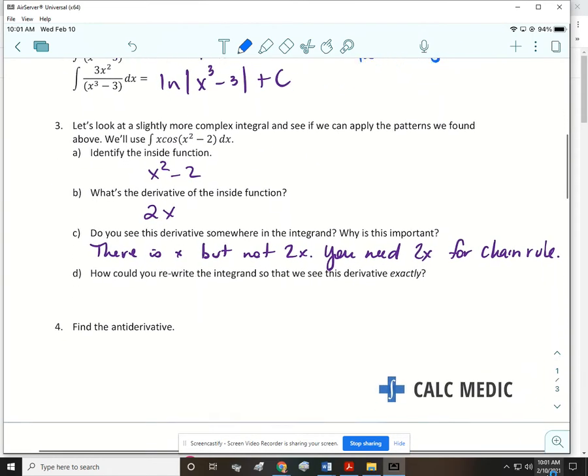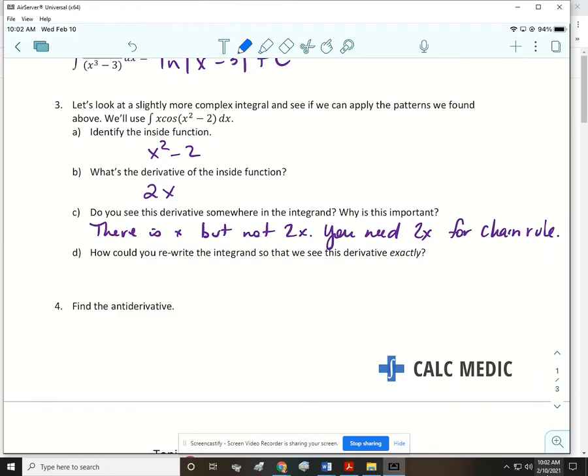All right, now this next one is a little bit more complicated. So I did most of this. The inside function is going to be x squared minus 2. The derivative of that is 2x. And so we almost have all that in the integrand. We have the x part, but not the 2. And we need the 2x for the chain rule. So we're going to change the integrand a little bit. So we are going to put that 2 in there with the x.